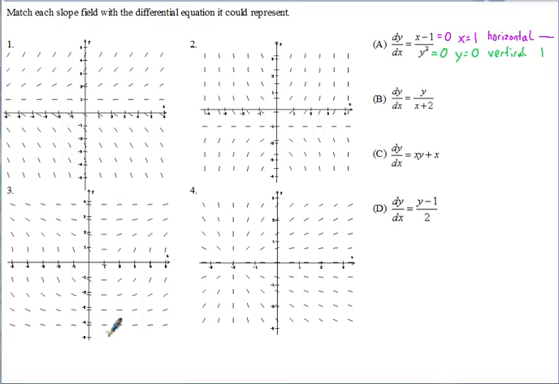And let's check when y is 0, do we have vertical ones? You can see when y is 0, there are, so it all works. So that would be 3 that would match with it.